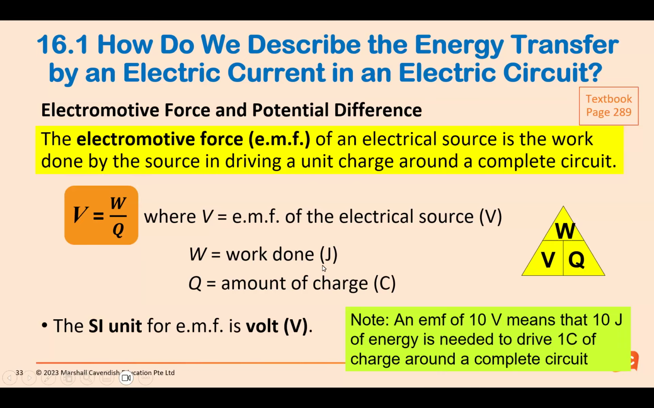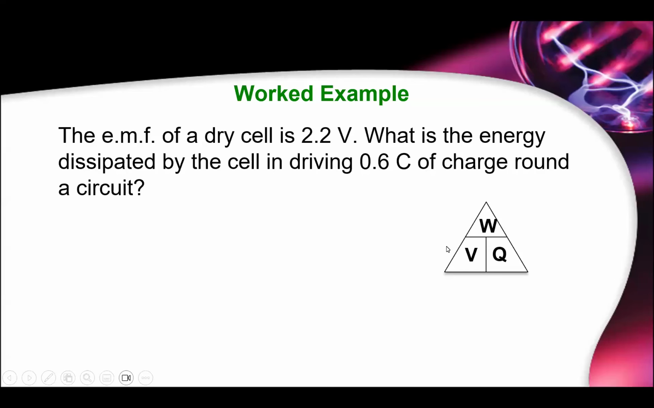Okay, so in our normal batteries, it's only 1.5 volts. Which means that every charge that passes through gains 1.5 joules of energy, which is sufficient for it to move across the entire circuit. Okay, let's go into worked examples. You may pause the video as I go through the worked examples and think about the answers first. Okay, I'm going to go through now.